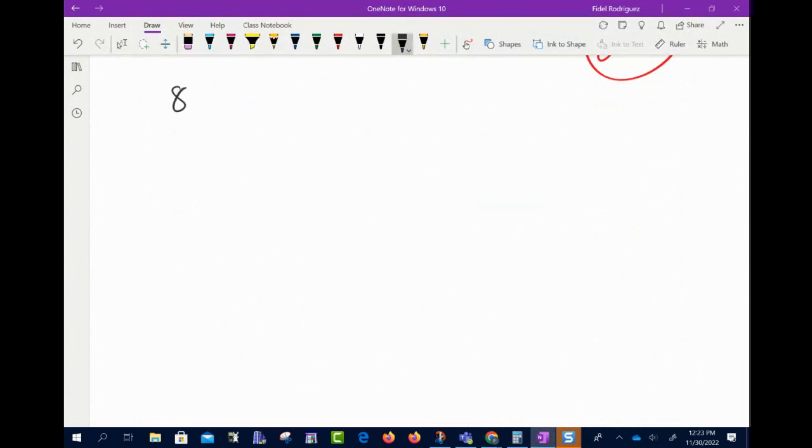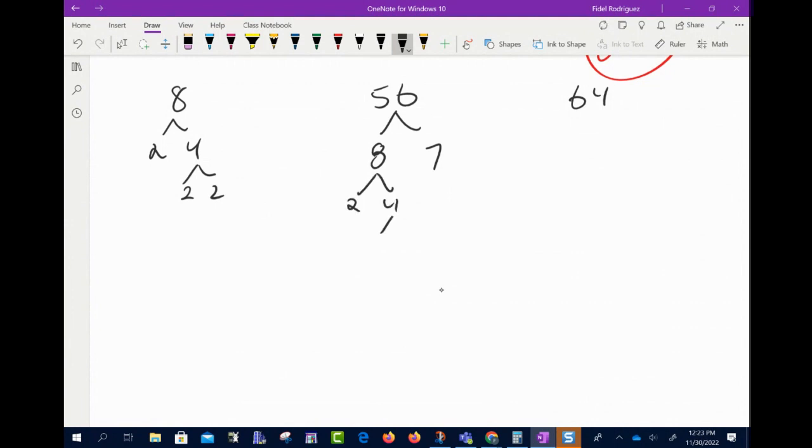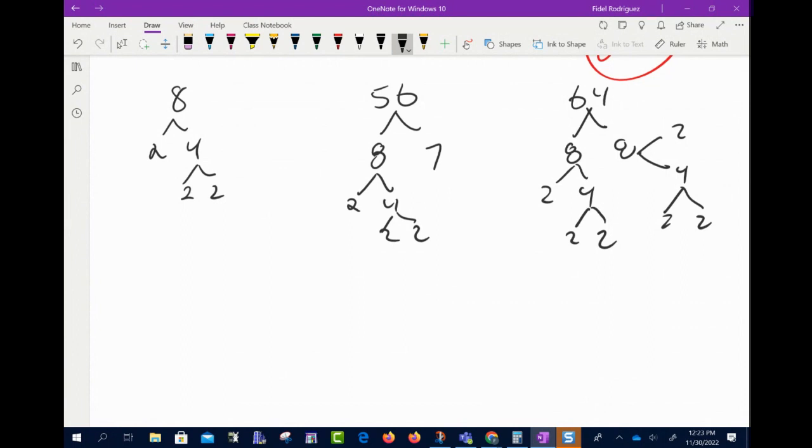Okay, 8, 56, 64. So 8 is 2 times 4. 4 is 2 times 2. 56 is 8 times 7. That's 2 times 4. That's 2 times 2. 64 is 8 and 8. So that's 2 and 4. That's 2 and 2. That's 2 and 4. That's 2 and 2.